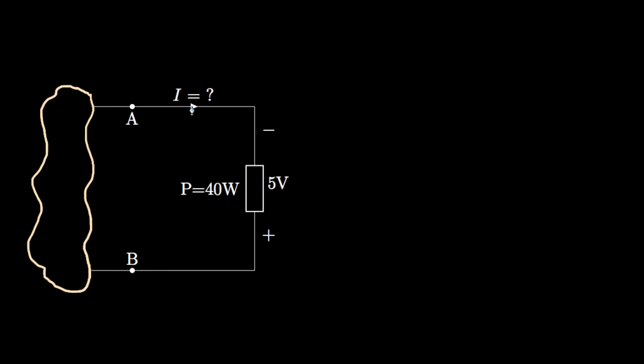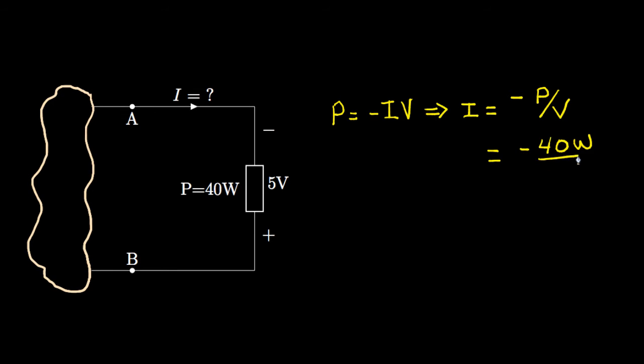Now because the current arrow, the reference that we've set up for this current, enters the element on the side of the negative reference for the voltage, the equation for the power associated with this element is P equals negative IV. So if we want to determine the current, it would be negative power divided by voltage, and in this case the power is 40 watts and the voltage is 5 volts. So that gives us a current of negative 8 amps, which means that a positive current of 8 amps would flow from the direction of B to A, or a current of negative 8 amps flows from A to B.